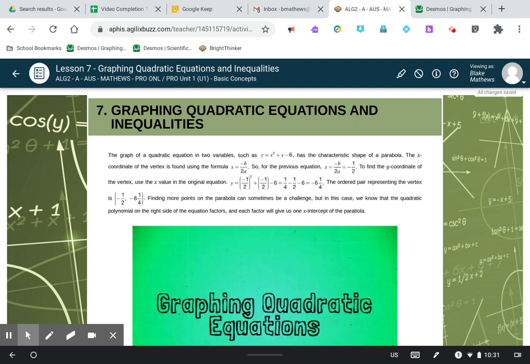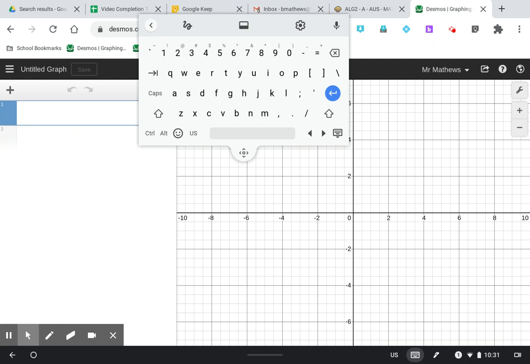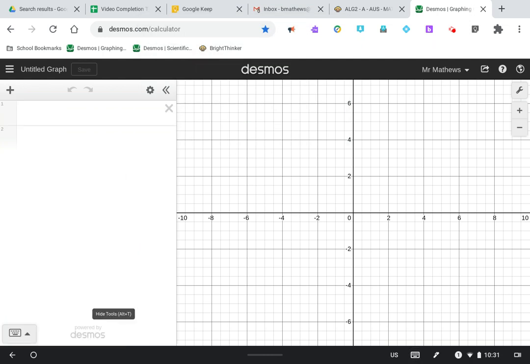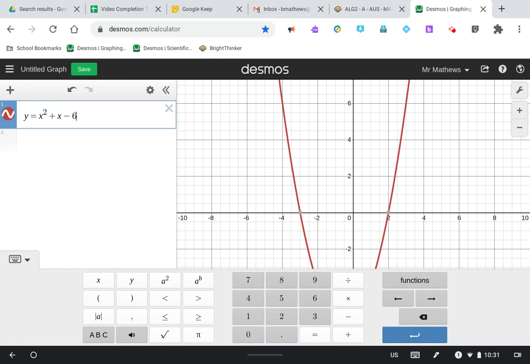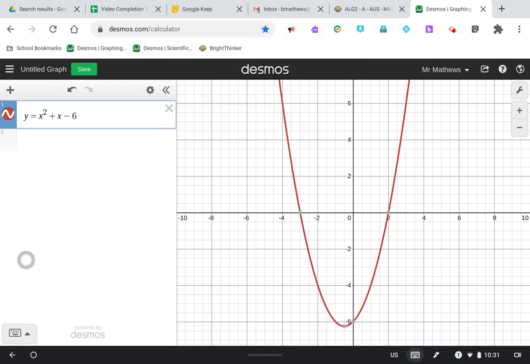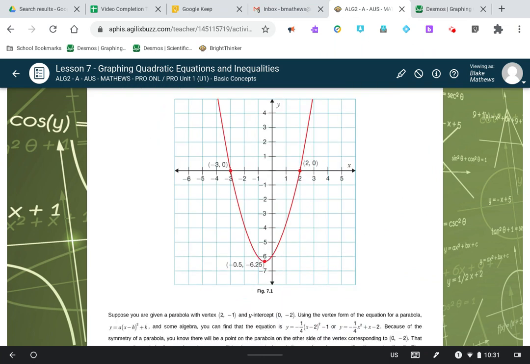It's y equals x squared plus x minus 6. Sorry about that keyboard being in the way. Let's get that out of the way. And so when I graph this, I'm getting graphs similar to what they have here.